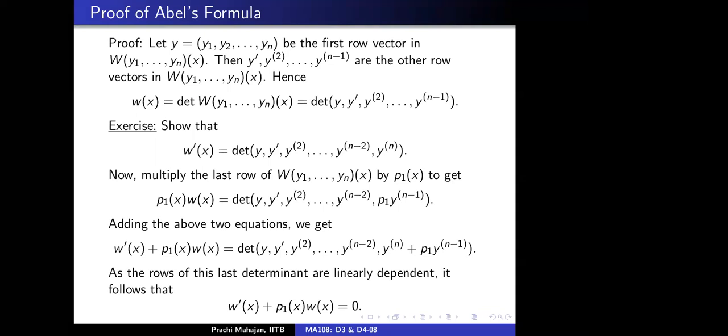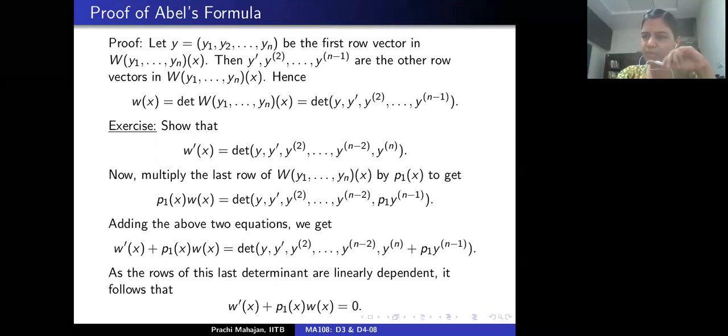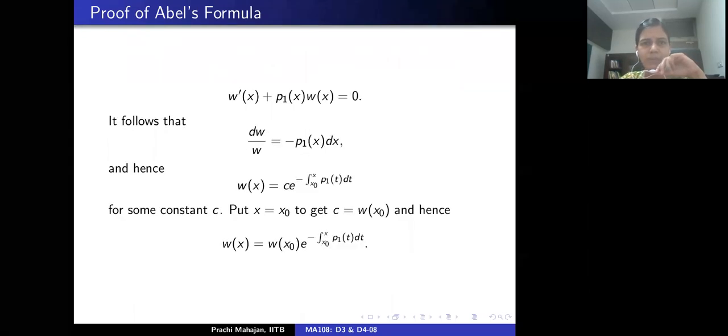All right. So all you're using is that the determinant behaves like a linear function of rows of the matrices, and the properties of the determinant. Okay, so having understood this, now what do we do? We solve this first order differential equation, W prime plus P1 W equal to zero. This is a variable separable equation. So let's integrate. What is it that we get?